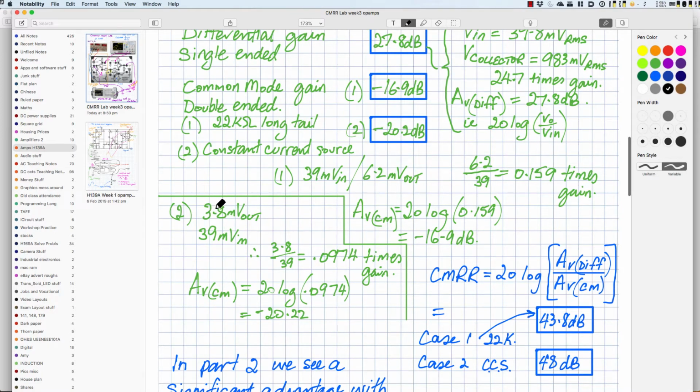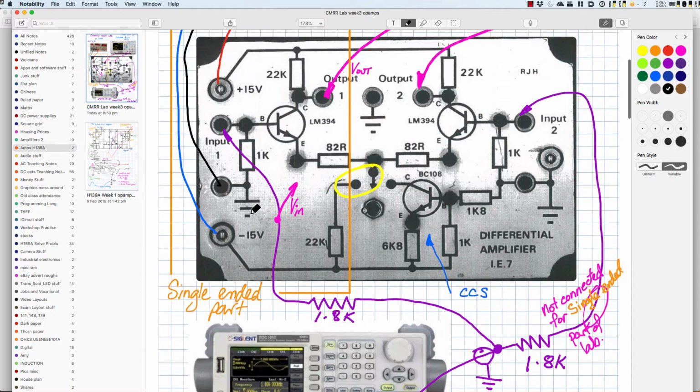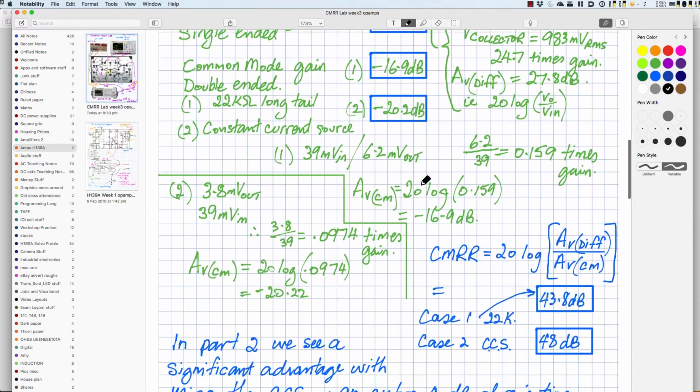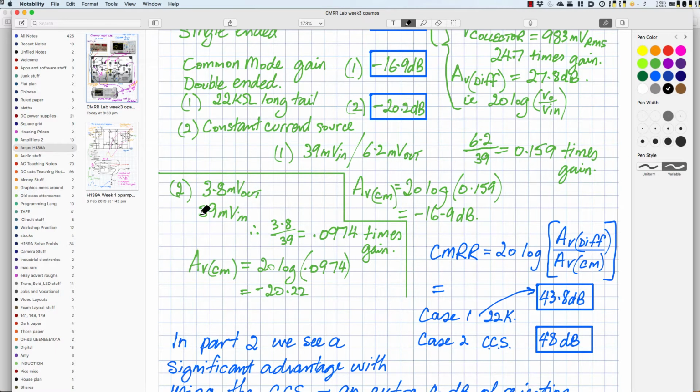Now I measured only 3.8 millivolts out, and again that's at the output of Q1, using the inputs going into both of these transistors. Ideally the output at the collector of Q2 would have been the same because they are a differential pair. 3.8 millivolts out, 39 millivolts in: 3.8 divided by 39, Vout divided by Vin, is 0.0974 times gain. So the AV common mode, the voltage gain common mode, is 20 log times this value, minus 20.22, and that's the value that I've got there.